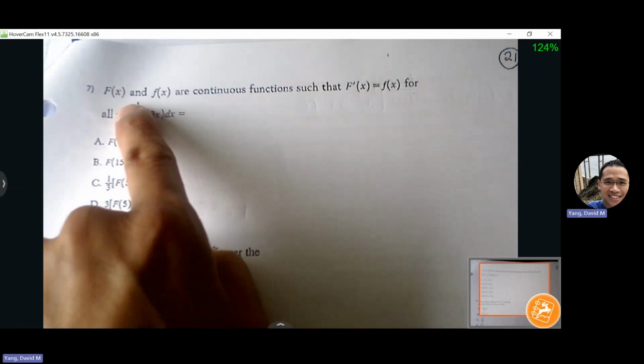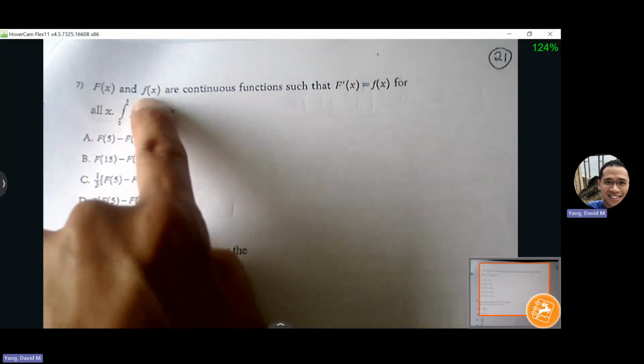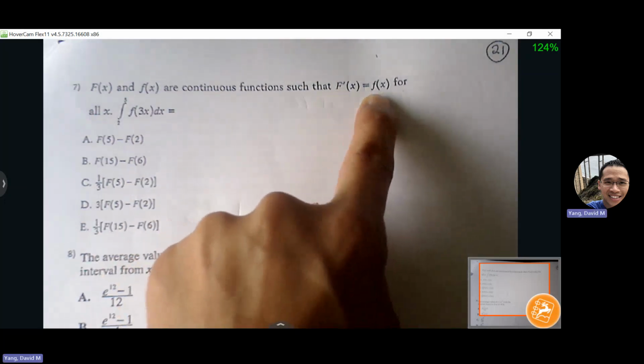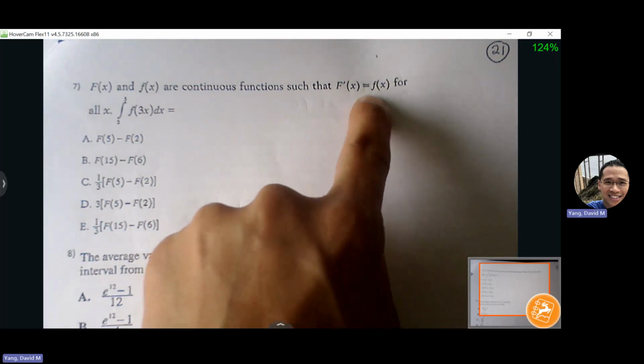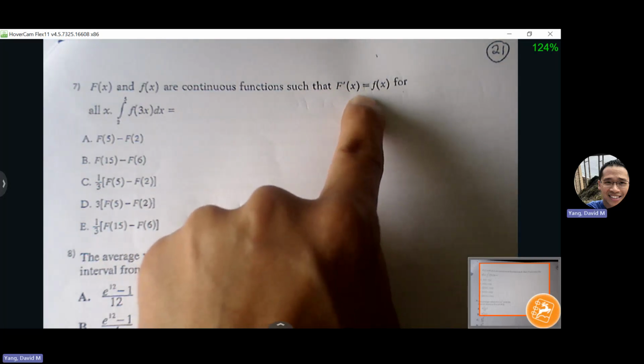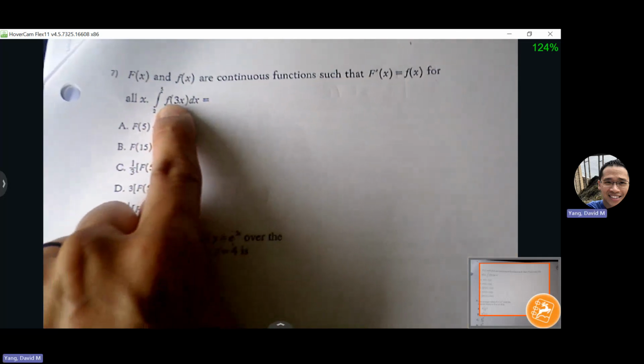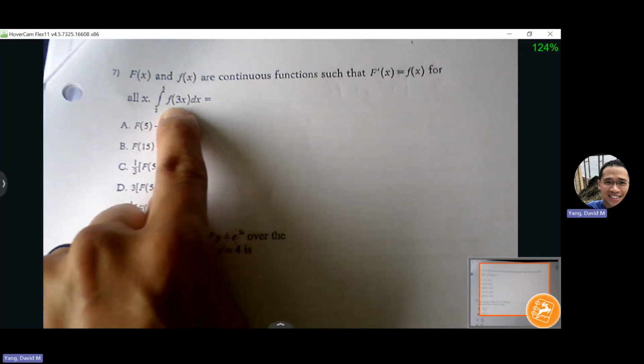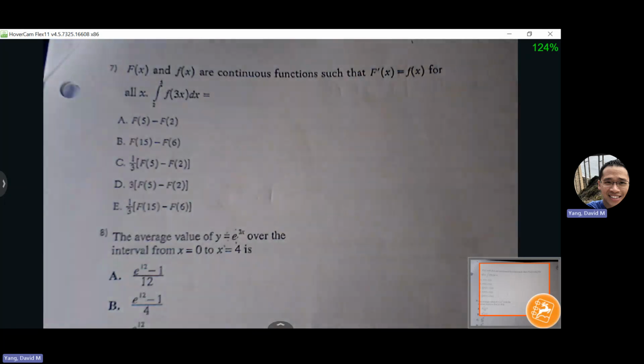All right, uppercase F and lowercase f are continuous functions. Uppercase F prime equals f of x. So we know lowercase f is the derivative of uppercase F. We want to find the antiderivative from 1 to 3 of lowercase f of 3x.